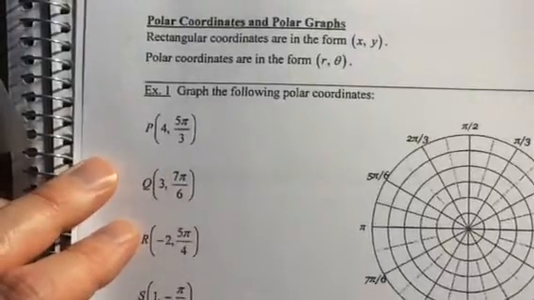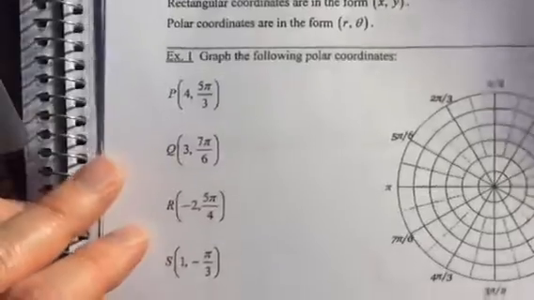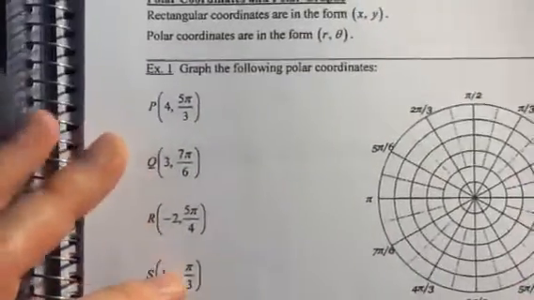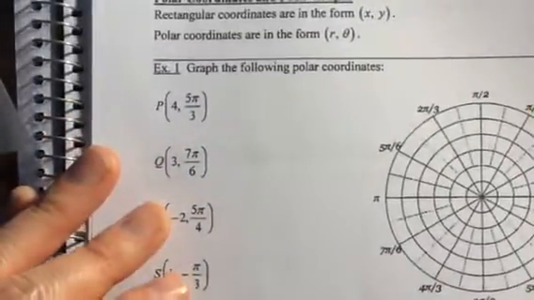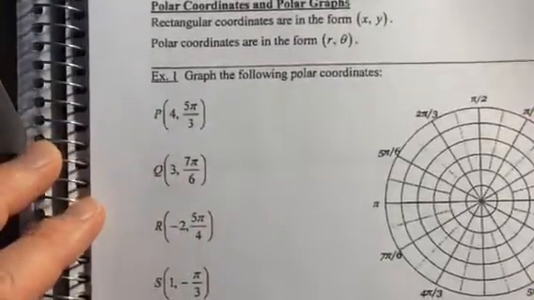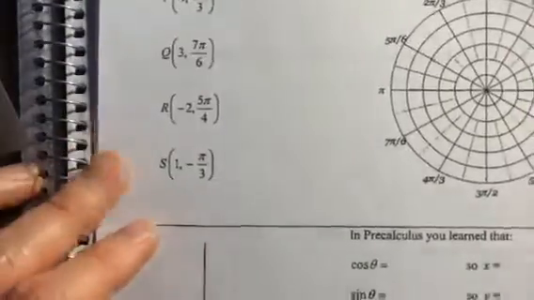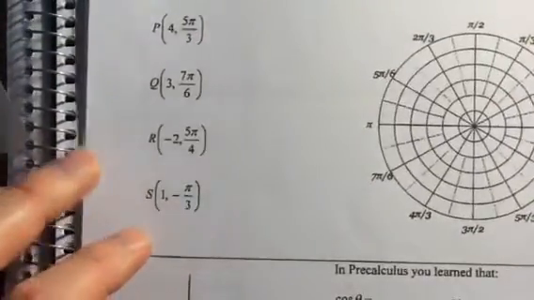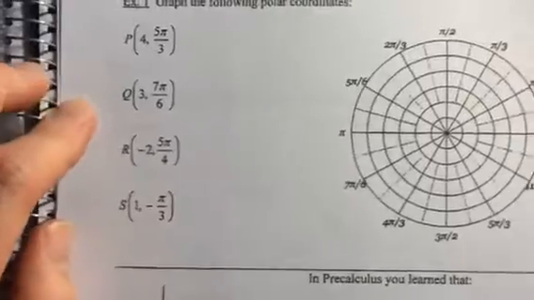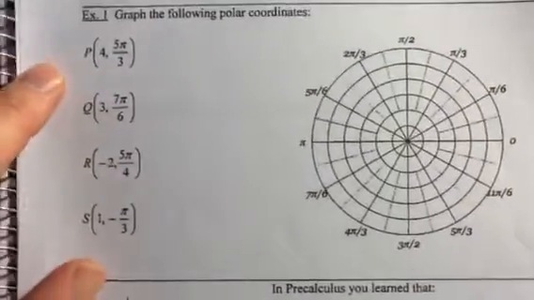Okay guys, we're going to look at the polar coordinates and polar graphs worksheet here. Remember, rectangular is the form that we're used to, and those coordinates are in xy. So polar coordinates, when we have them, are in the form of r comma theta, which is our radius and then the angle.